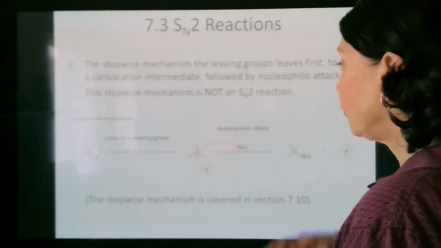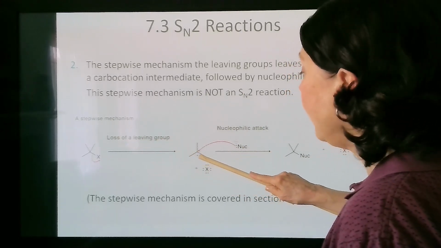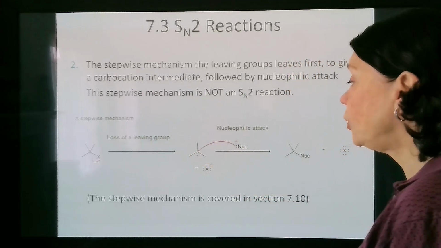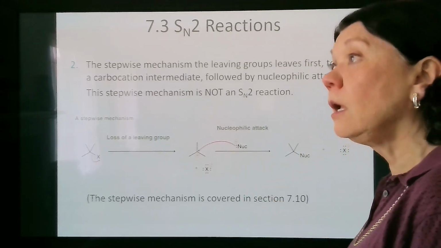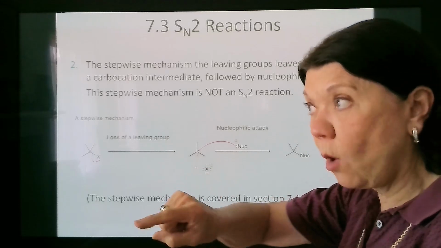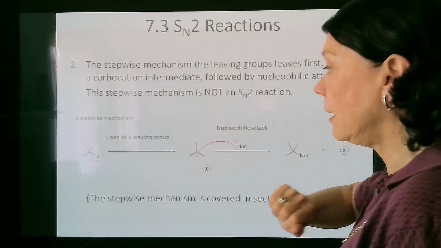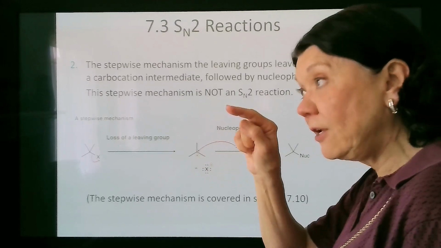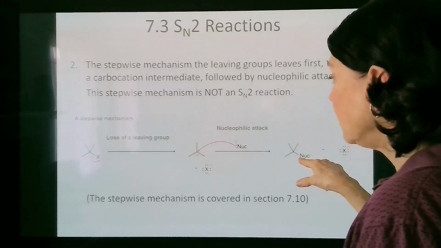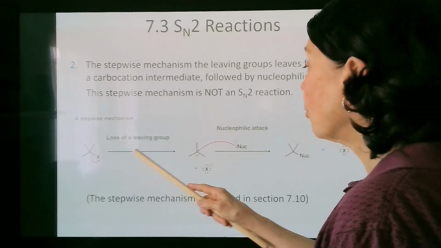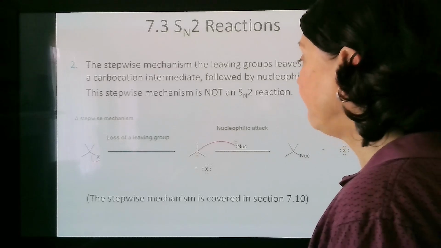And so the first step is loss of the leaving group to form a carbocation, which is a high energy intermediate. If you remember the energy diagram, you have to go uphill to get to the high energy intermediate. That's the first step. And then you go over another energy barrier and back downhill to get to the products. You're going downhill overall, and that's what drives the reaction forward.